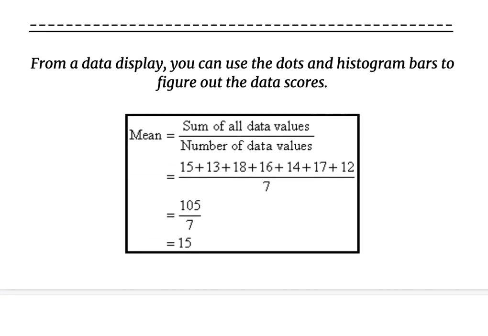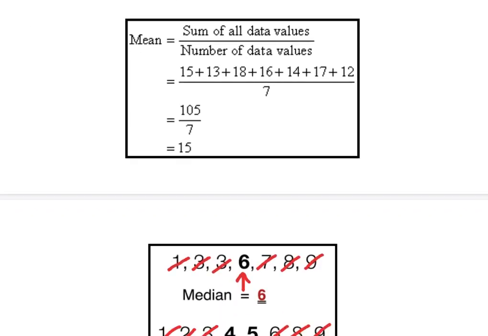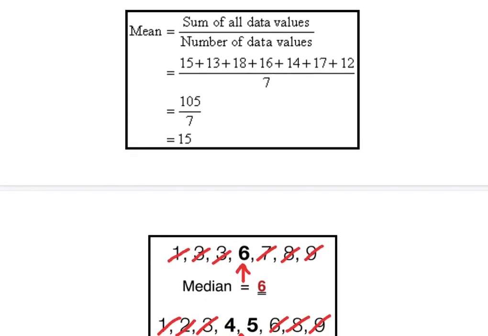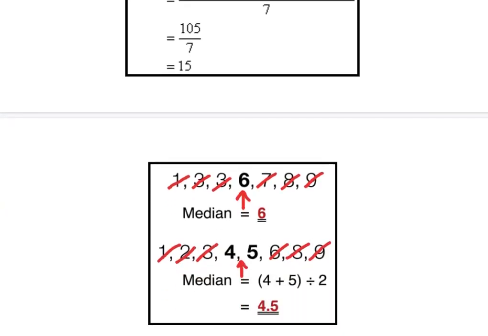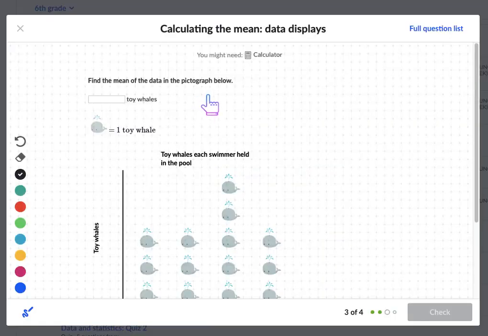So today, you're going to have to figure out this information from data displays. From a data display, you're going to either use the dots from a dot plot or the histogram bars to figure out the data scores. So it's like you're trying to read the dot plot and histogram, whichever one they give you, while also calculating the mean or median. Okay? Make sure that you have these two formulas for mean and median handy as you are working on these problems. And we're going to go ahead and start with some examples.